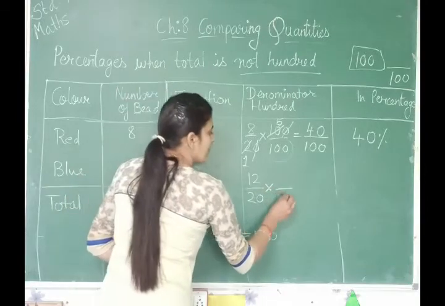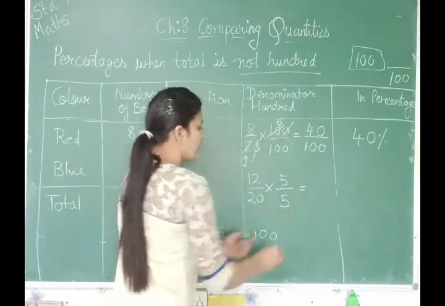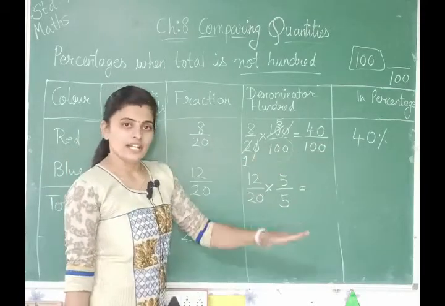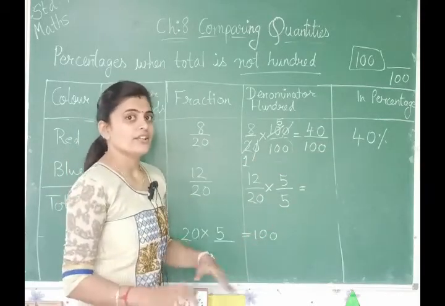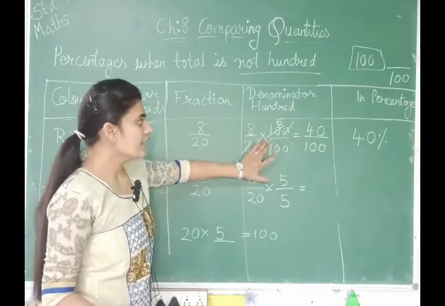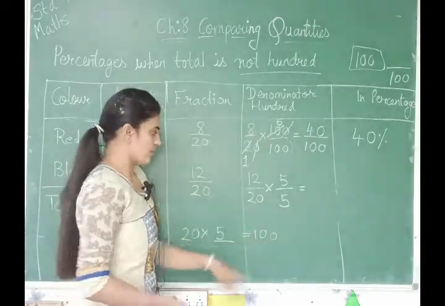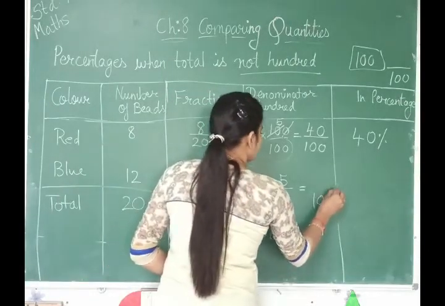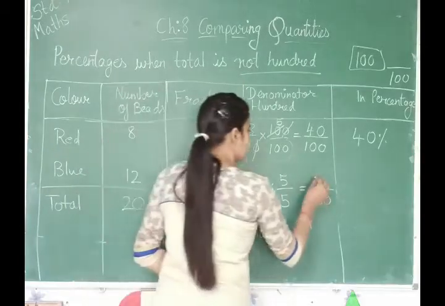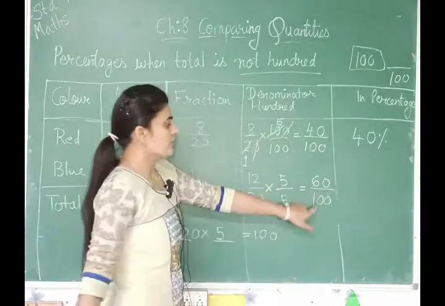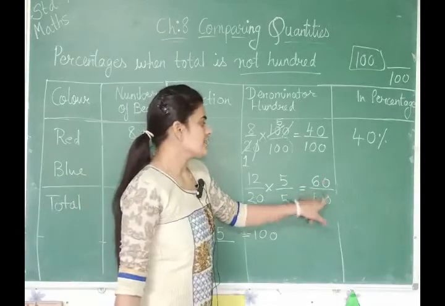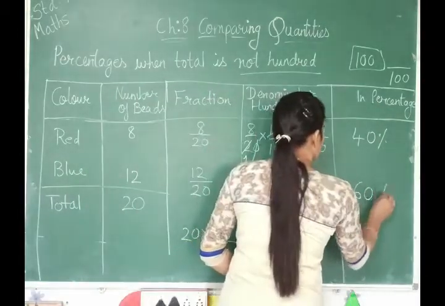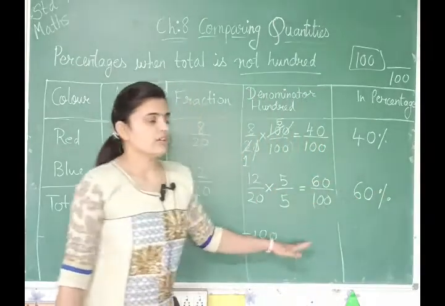So multiply and divide by 5. Why are we multiplying and dividing by 5? Because we want to make the denominator 100. If you don't want to multiply and divide by 100, you can use this method also. Now here you can see 20 multiplied by 5 is 100, and 12 5s are 60. So here we are getting denominator 100, 60 by 100. That means in percentage form it will be 60%. This way you can find the percentage.